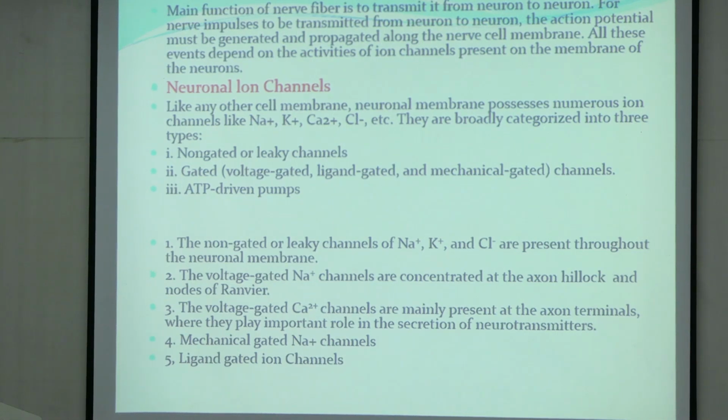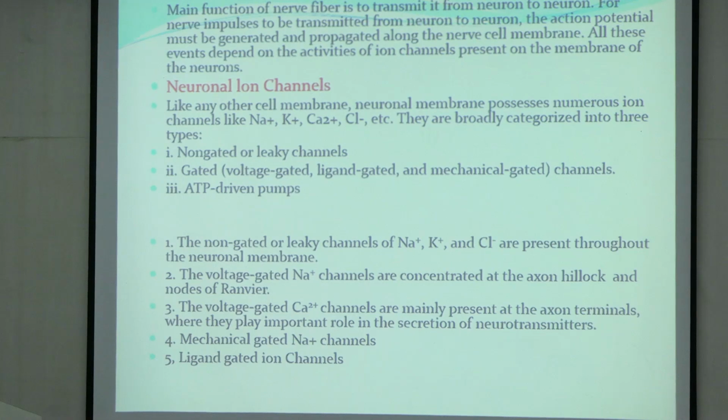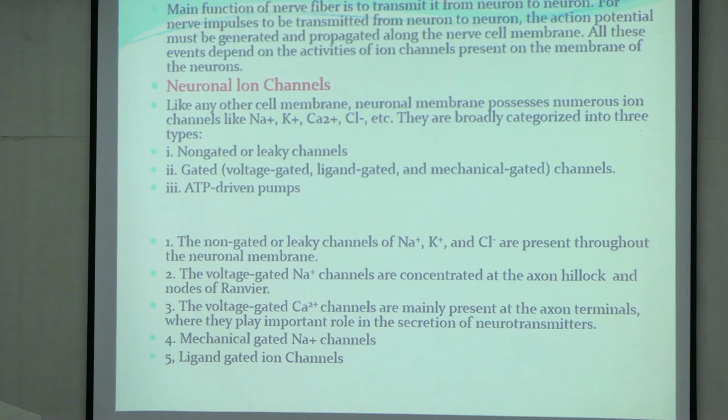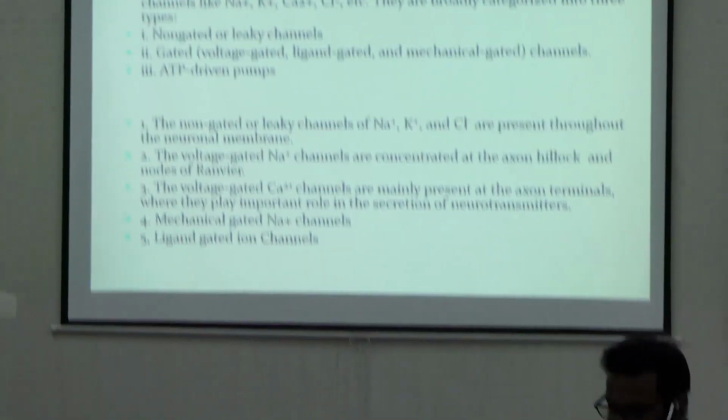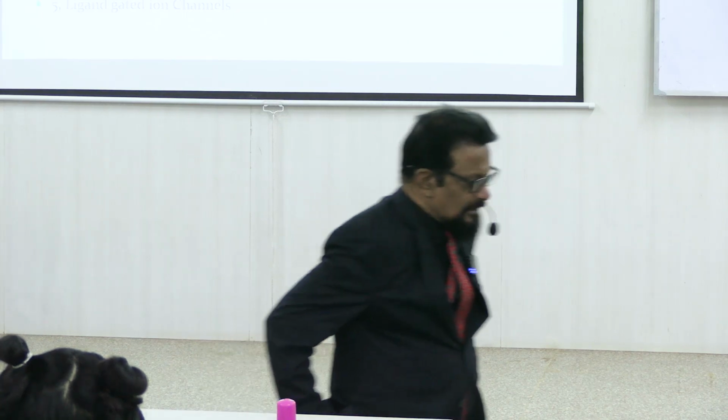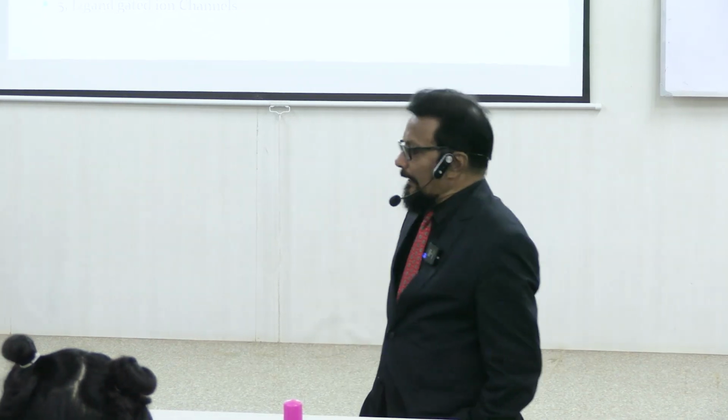While studying this, what is the main function of the nerves? Generation of nerve impulse, to conduct it, and to pass it to another neuron, that is, transmission of nerve impulse from one neuron to another. To understand this, we need to know certain very important aspects, otherwise we will not understand it properly.